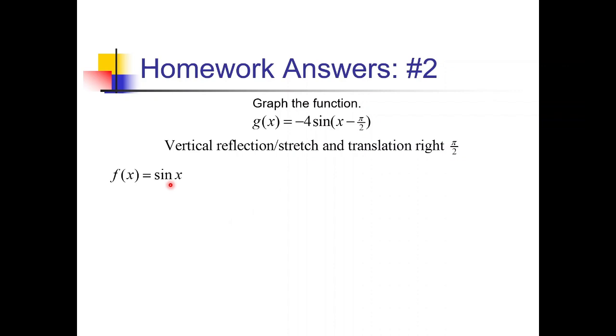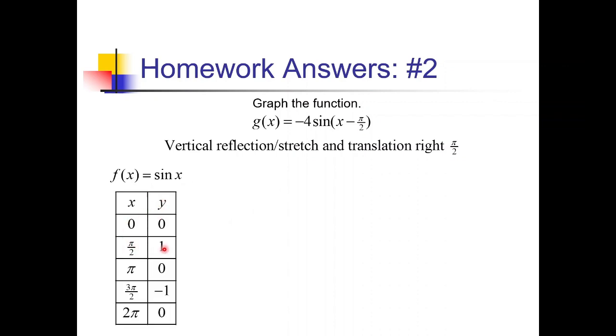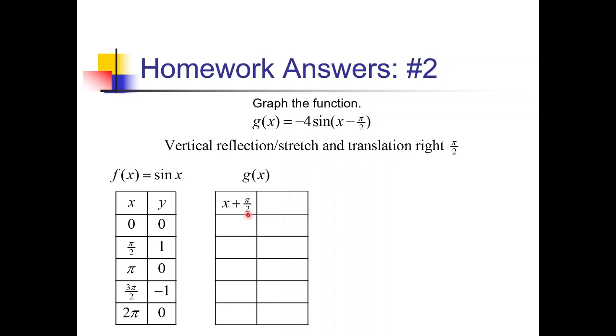All right, let's do our parent table for sine of x. So from 0 to 2 pi, we've got 0, 0, pi over 2, 1, pi, 0, 3 pi over 2, negative 1, and 2 pi, 0. And now to incorporate these changes in the g of x function that we're using to actually graph this, for the x's, since we're going right by pi over 2, we have to do x plus pi over 2. And then for the y's, to get both the reflection and the stretch, we need to multiply negative 4 by the y values.